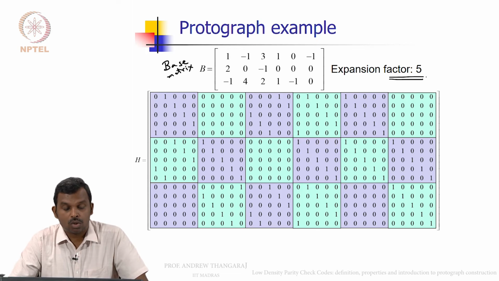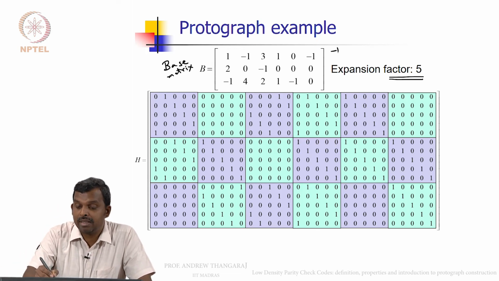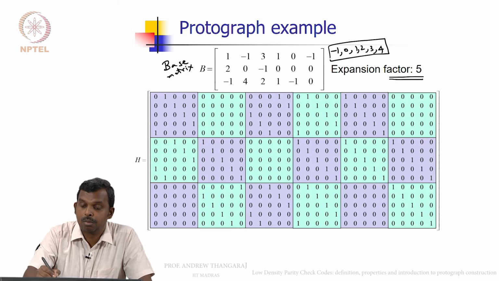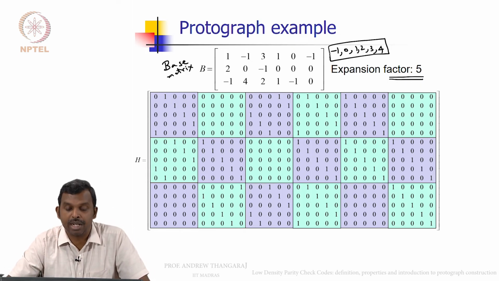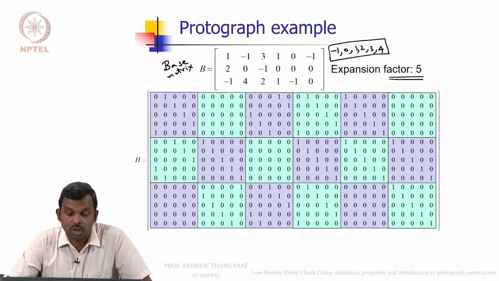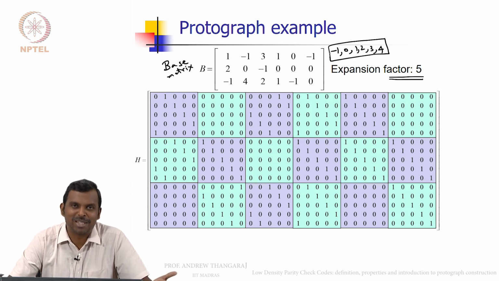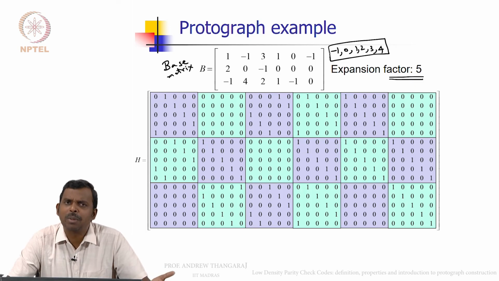If the expansion factor is 5, the base matrix will have entries -1, 0, 1, 2, 3, 4. These are the possible entries of the base matrix. You can see there are a few -1s, a few zeros, 1, 2, 3, and 4, here and there, just thrown in. So this is just an example base matrix. I'm not claiming that it is a particularly good base matrix. It's just an example. It may not be too bad actually.